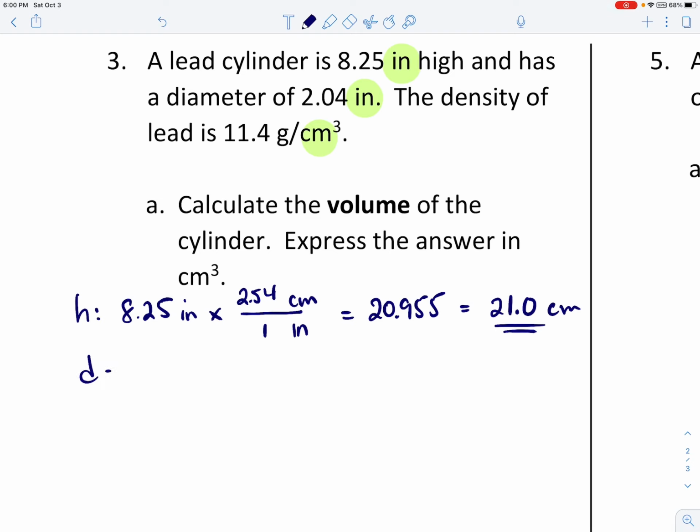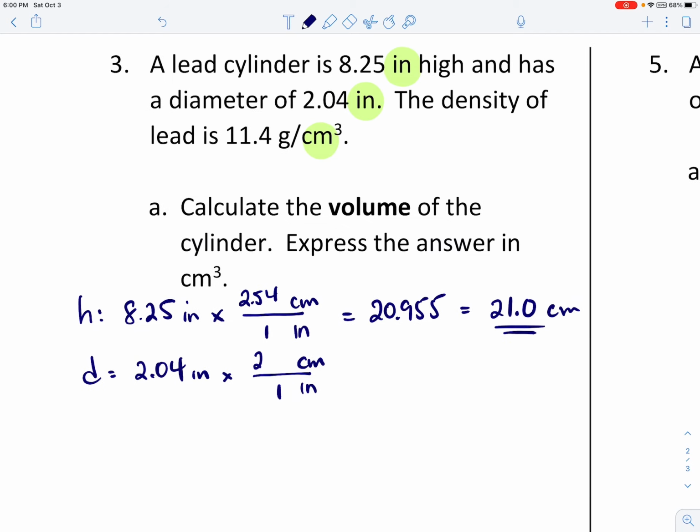Right, there's the height. The diameter is going to be 2.04 inches. And just like we did above, get rid of inches, convert to centimeters. 1 inch is 2.54 centimeters.